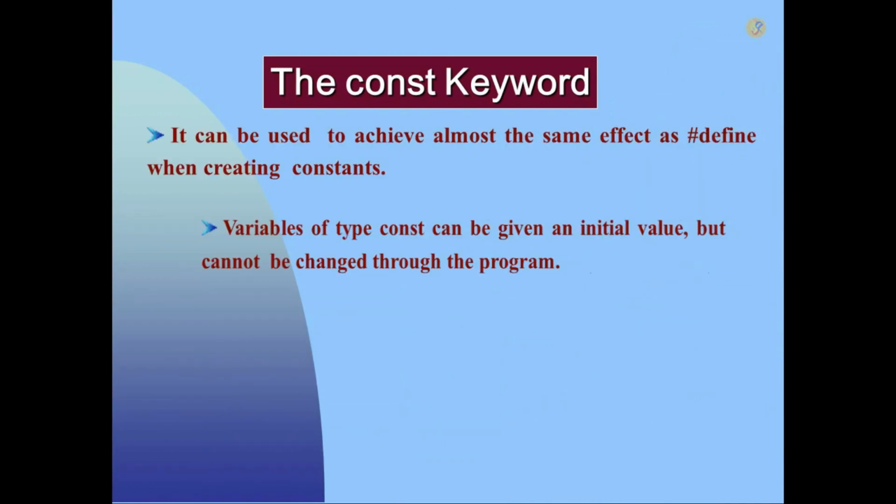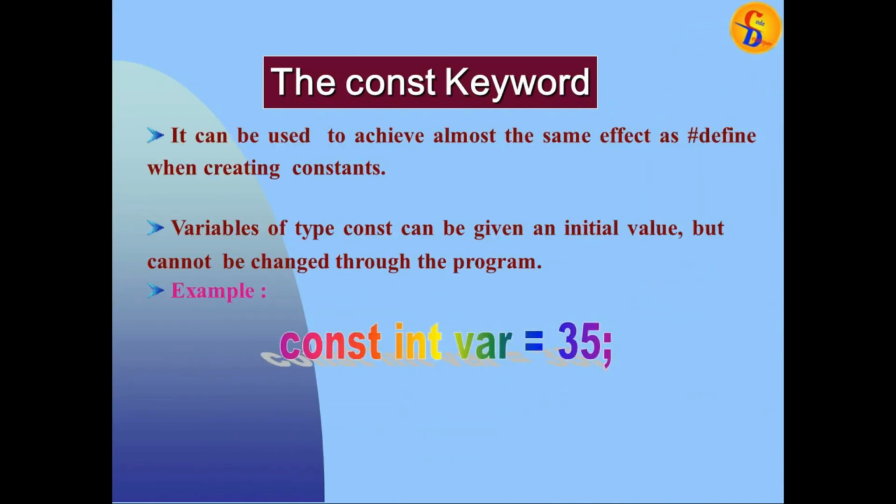The const keyword can be used to achieve almost the same effect as #define. When creating constants, variables of type const can be given an initial value but cannot be changed through the program. Example: const is a keyword, int is a data type, variable equal to 35. It is the initial value. It should not be changed during runtime.